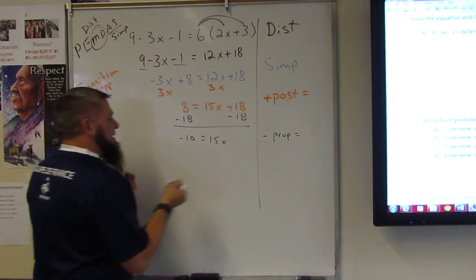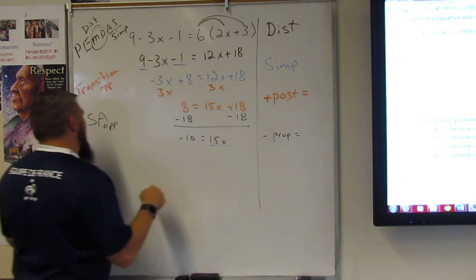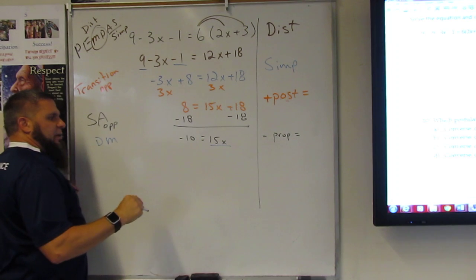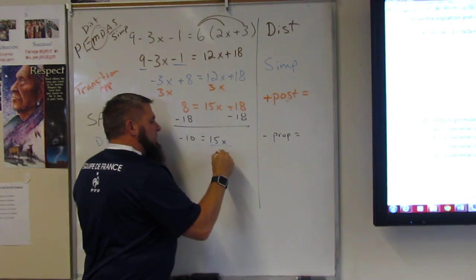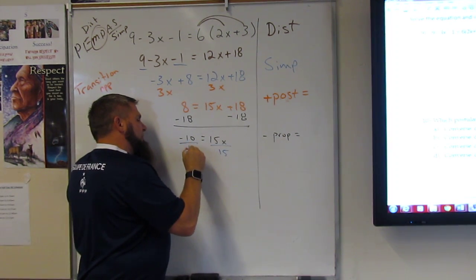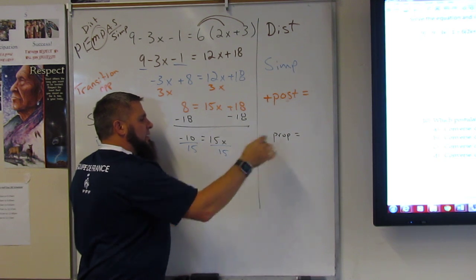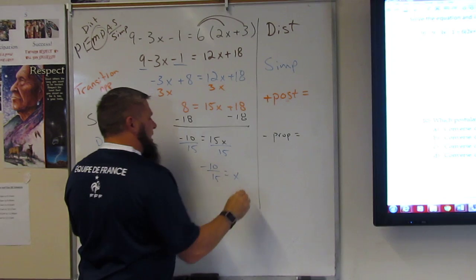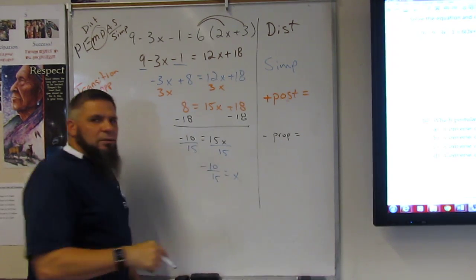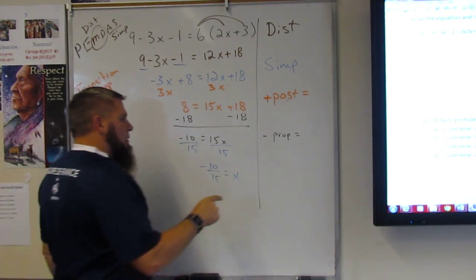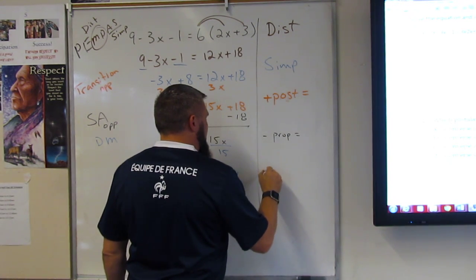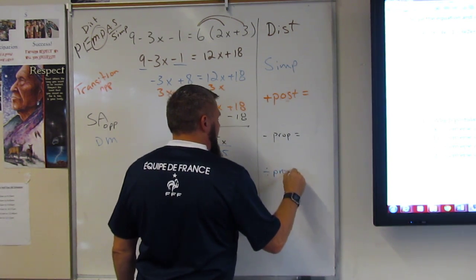Now in this case, I'm going to divide from both sides. SAT-MET. So I'm going to divide by 15. I'm going to divide by 15. And what I get here is negative 10 over 15 equals x. And that's what I call the division property of equality.